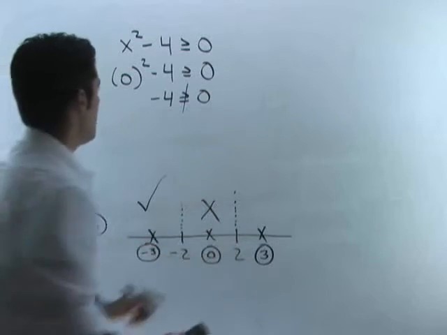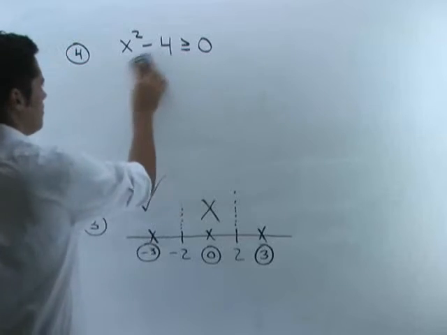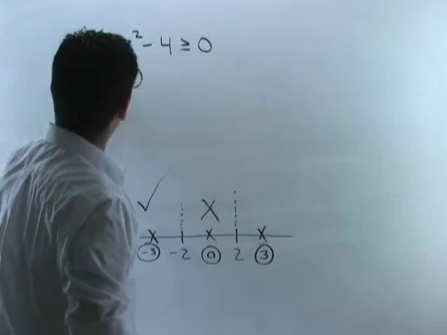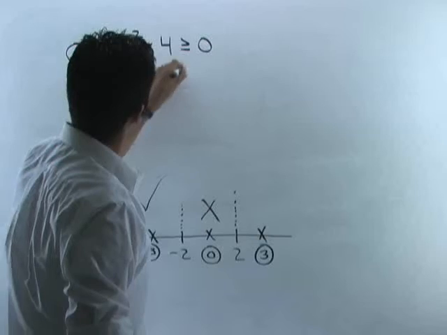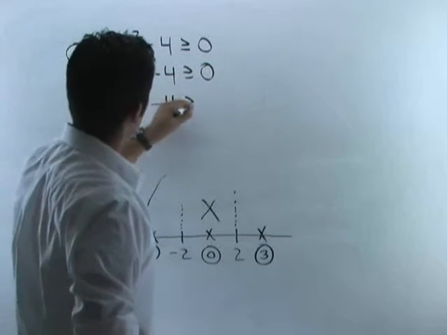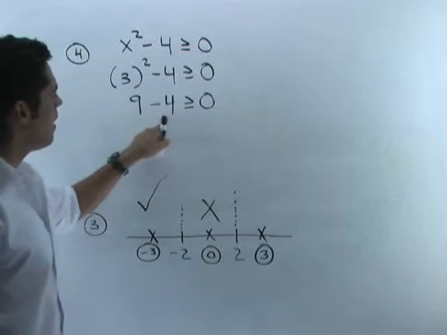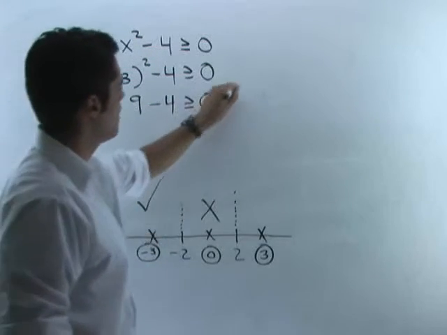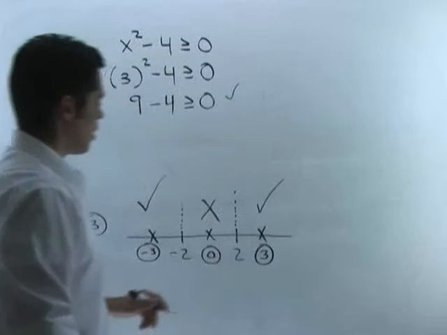Then I have to plug in 3. Test the next region. So 3 squared minus 4 greater than or equal to 0. 3 squared is 9, minus 4, greater than or equal to 0. And of course that's 5 greater than or equal to 0, and that's true. So that means this region does work.